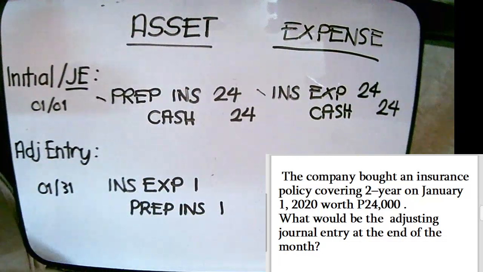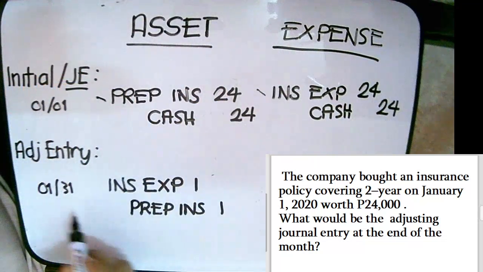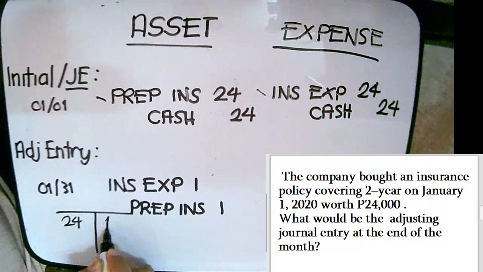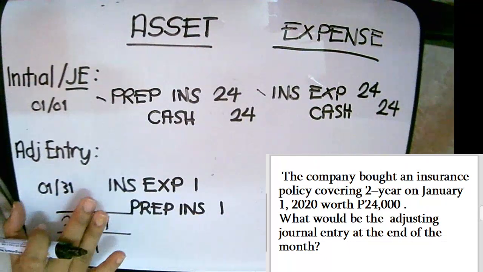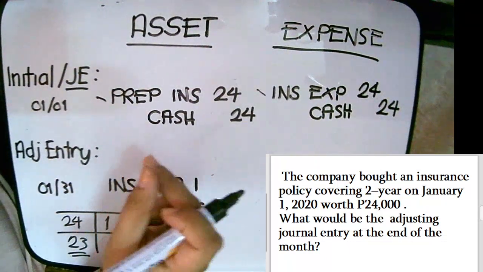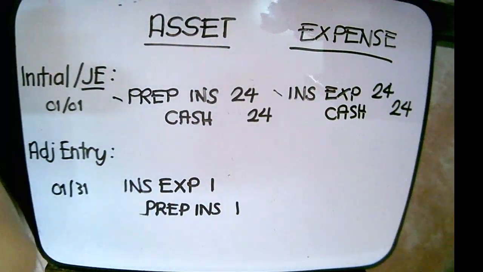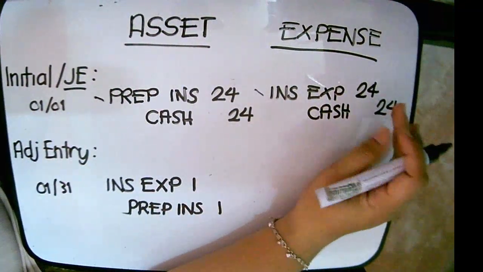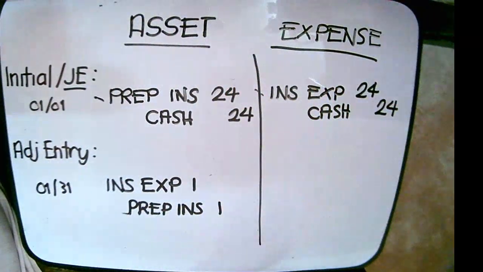So, kapag gumawa ka ng T-account ngayon ng prepaid insurance, ito yung mangyayari sa kanya. Meron kang 24,000 dito, bawasan mo ng 1,000, ibig sabihin meron kang 23,000 na prepaid insurance. Because of this entry, na-reflect mo yung true balance ng prepaid insurance account. So, for our expense method, since kanina, yung na-record natin, nag-debit tayo ng insurance expense and then we credit cash.